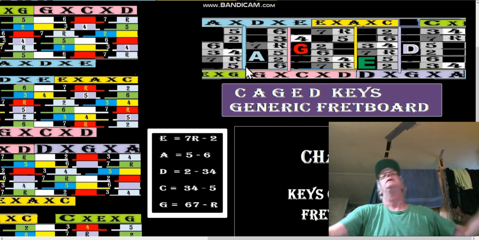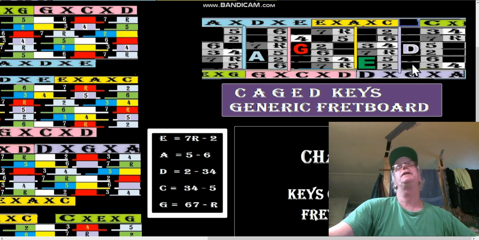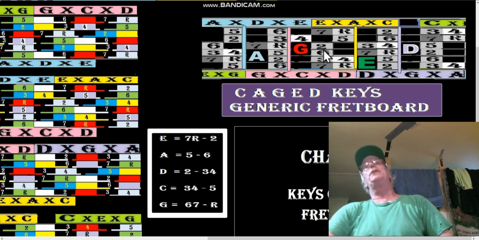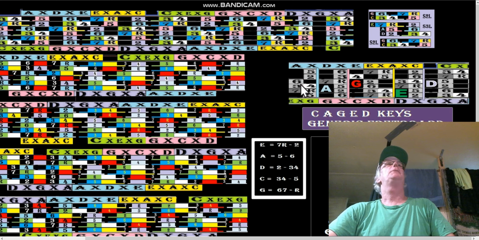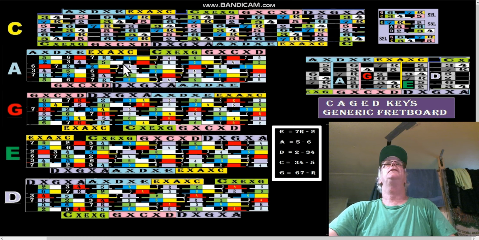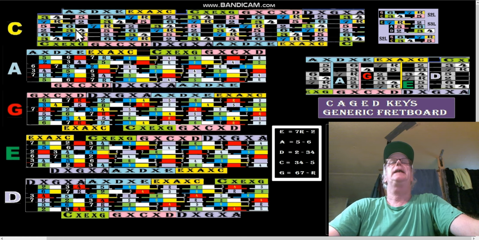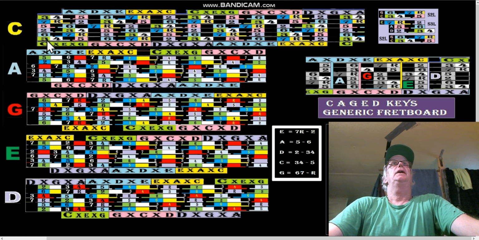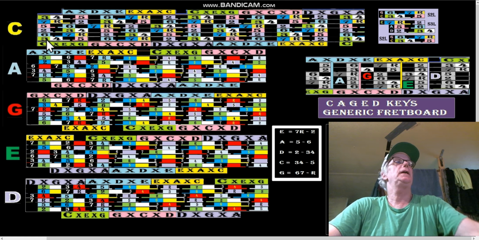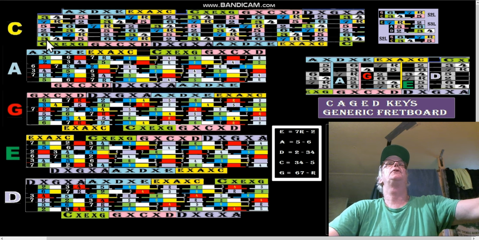Alright, so we talked about how versatile all this stuff really is. We talked about the 5 keys of CAGED. In the key of C, the low E becomes the third of C.